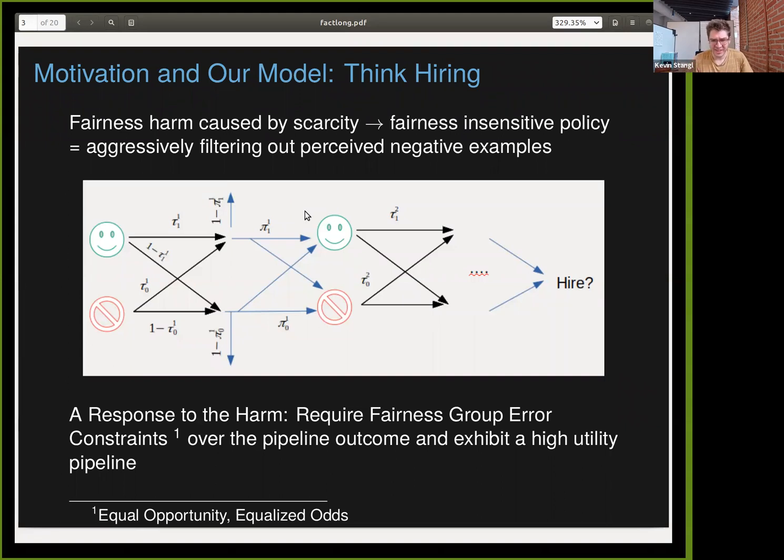But given the assumption that these tests behave differently on the groups, even if each test is only a little different on the groups, you could still get these cumulative gaps, and you're going to get this type of fairness harm. So the research question is, we want to impose a group fairness constraint over the final pipeline outcome. For the purposes of this talk, just think equal opportunity. So we want equal recall at the end of the pipeline.